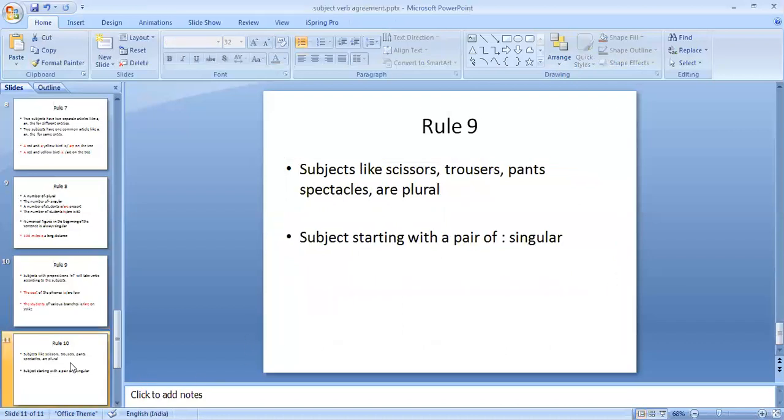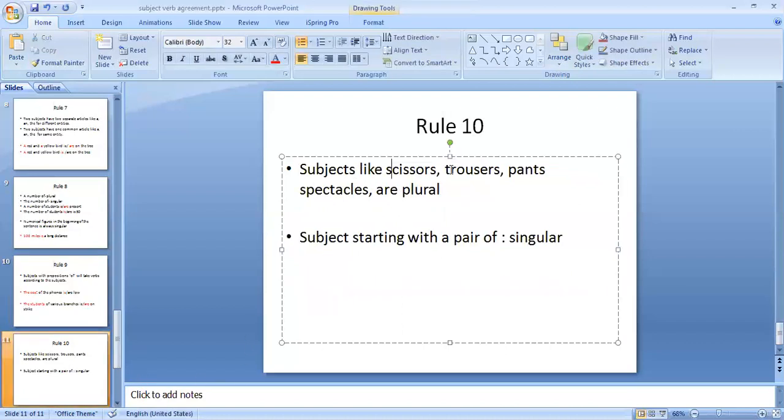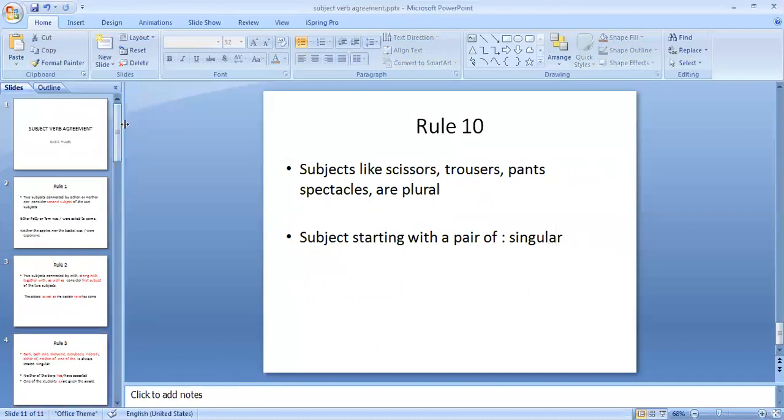Then rule number 10. Subjects like scissors, trousers, pants, spectacles are plural. A subject starting with a pair of is singular. So a pair of scissors is singular. Scissors, when it comes alone, is plural. A pair of trousers is singular. Trousers alone is plural. So I believe you have understood the basic rules. These are very basic and fundamental rules, but there are so many rules. I believe these rules are enough for answering your examination.